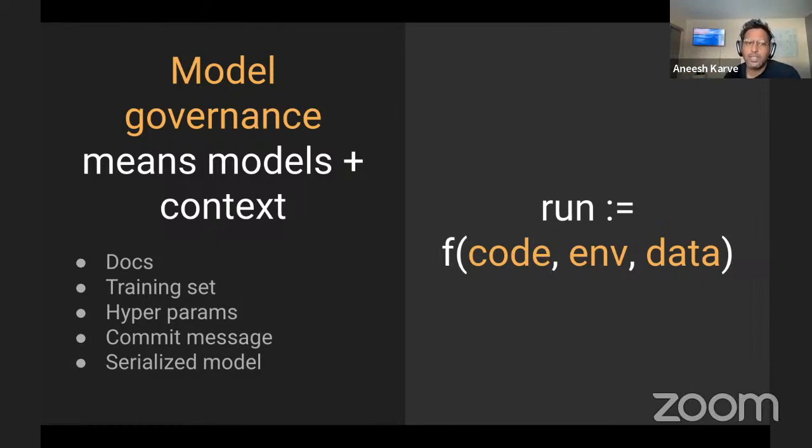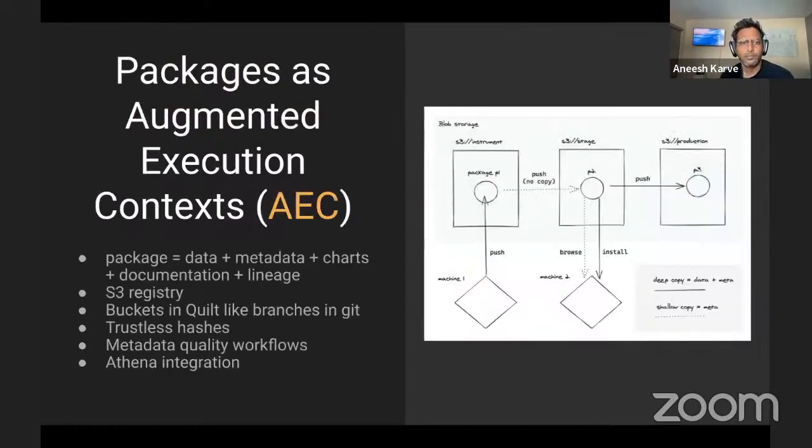So what does this mean? This means that nobody should be storing serialized models in isolation in S3. Your model should be packaged in the full context that produced that model so that you have trust, compliance, and this directed acyclic graph within your organization. You can think of packages as augmented execution contexts. So a Quilt package is data, metadata, charts, documentation, and lineage in one construct.